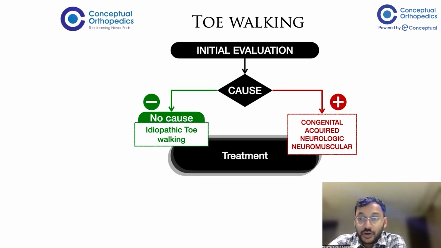Now, when do we get these children? As you know, normal walking starts at the age of 10 months, and most children who are having some sort of congenital, acquired or neurological conditions have a delayed gross motor development. These children generally start to walk by about 15 to 18 months of age, at which time they realize that the children are walking on their toes. So, children generally present by about 18 months when their parents are concerned why the child does not have a normal heel strike while walking.